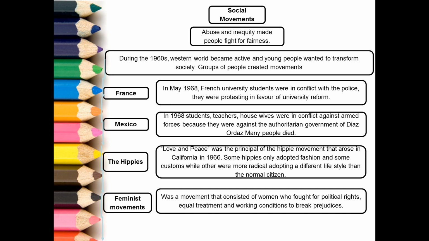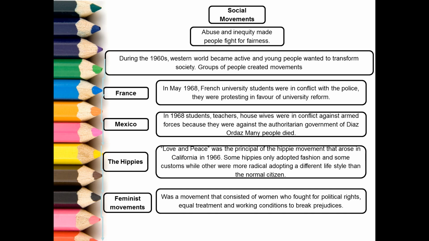In Mexico, on the other hand, not only were students the protagonists of this social movement, but also teachers, housewives, and in general the citizens participated. And what they wanted to resist was a government, the government of Diaz Ordaz. There were a lot of casualties in this social movement because there was a lot of violence involved and many people died. On the contrary, in France there were not so many casualties, so that is something that you have to take into consideration. In Mexico there were a lot more casualties.